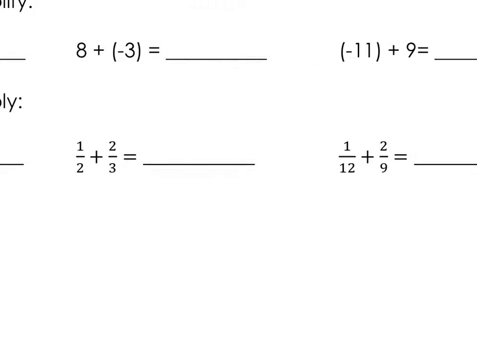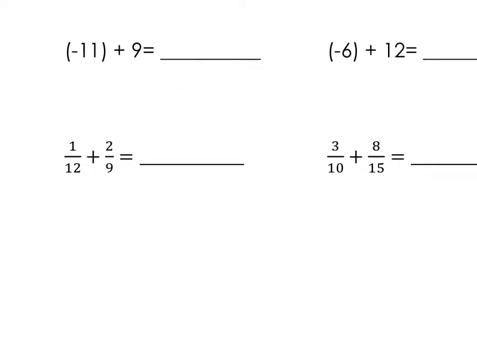8 plus a -3. These have different signs, so you want to take 8 minus 3, subtract their absolute values, you get 5, and the answer has the same sign as the larger of the two numbers, so it's a +5. Again, if you think of it as money, you have $8 in your checking account, you write a check for 3, your balance is now $5.